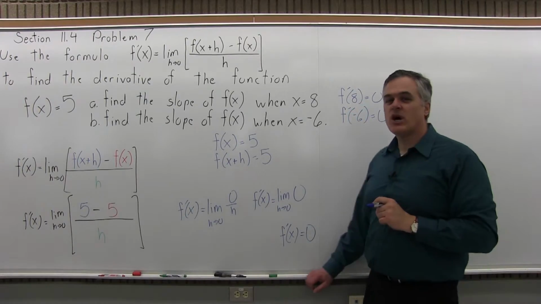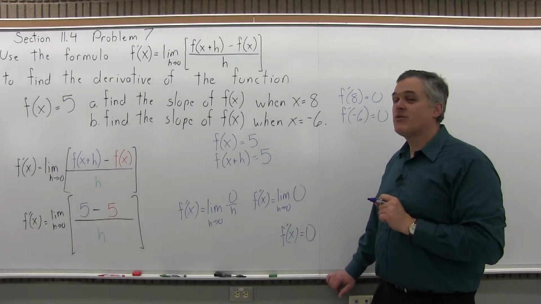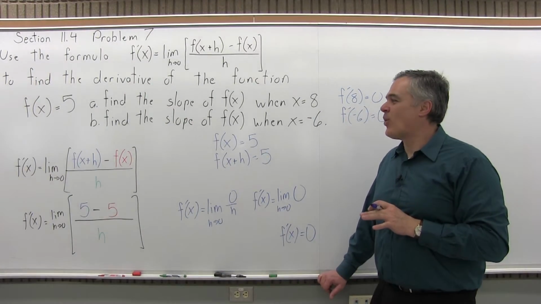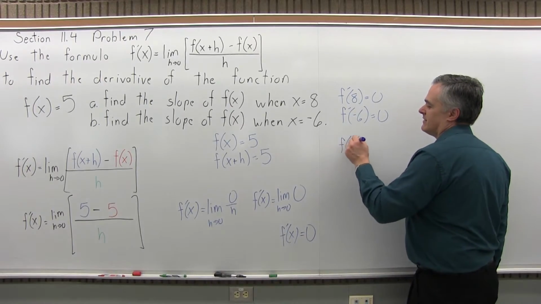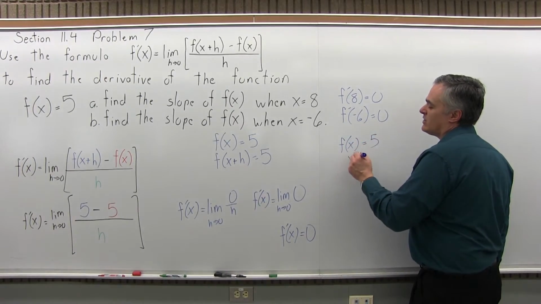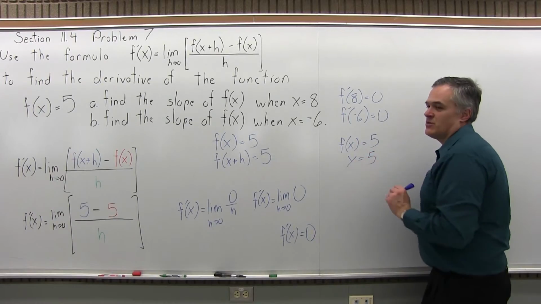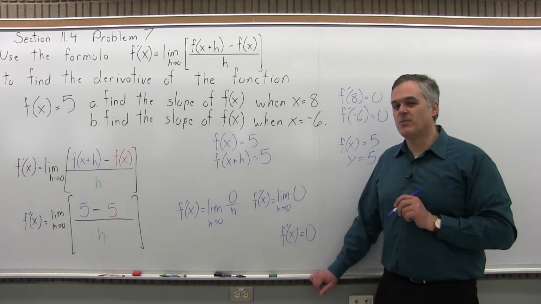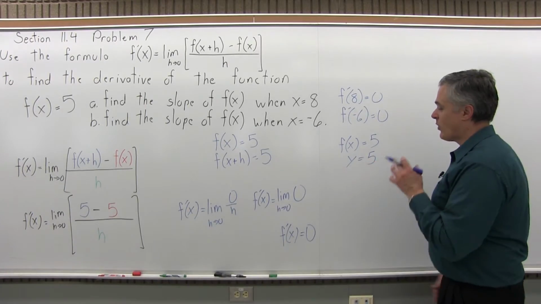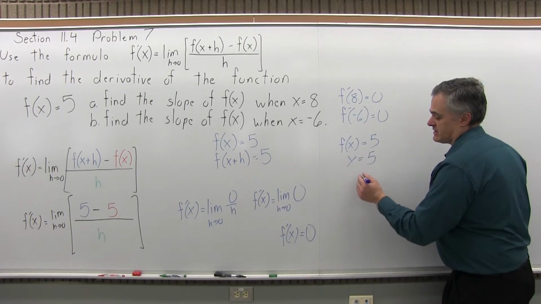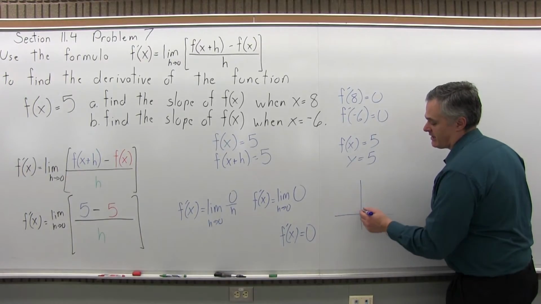It seems like a very odd result, but if you think of what the graph would look like, you'll understand why. So what is f of x equal 5? Well, first of all, I can also write it as y equals 5. So remember, when you have y equals just a number, that's a horizontal line at whatever height the number is. So y equals 5, or the same as f of x equals 5, is a horizontal line at a height of 5.